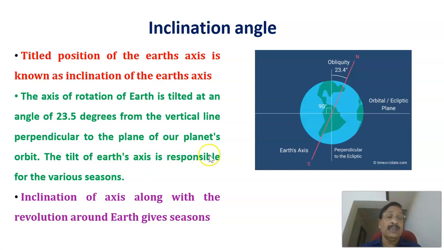The tilt of the earth's axis is responsible for the various seasons, and the inclination of the axis along with the revolution around the sun gives seasons. Therefore, that is because of this inclination angle, which is equal to 23.5 degrees.